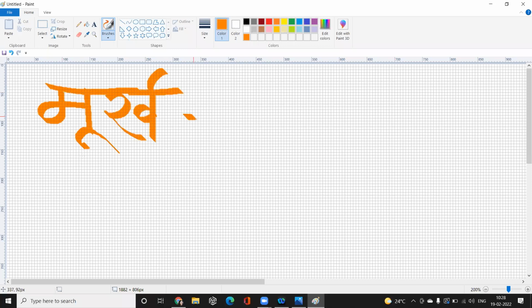The word is Murk. How I'm going to write here? Ma. Who. Now again, this Kh belongs to category B. So what we'll do is we will not write R complete. We will write it like this. This is R, Matra R. And Kh would be written below like this.